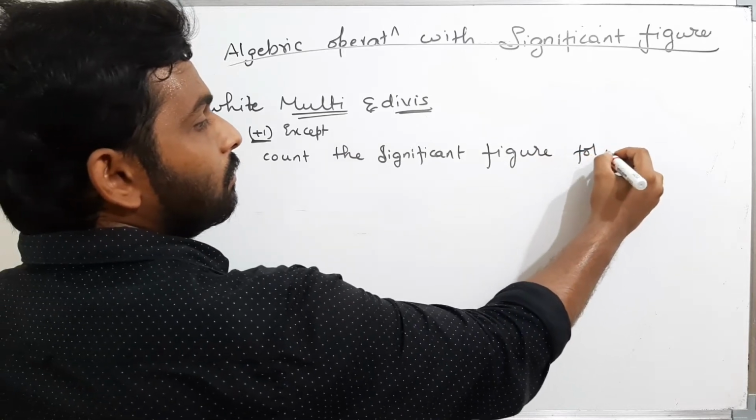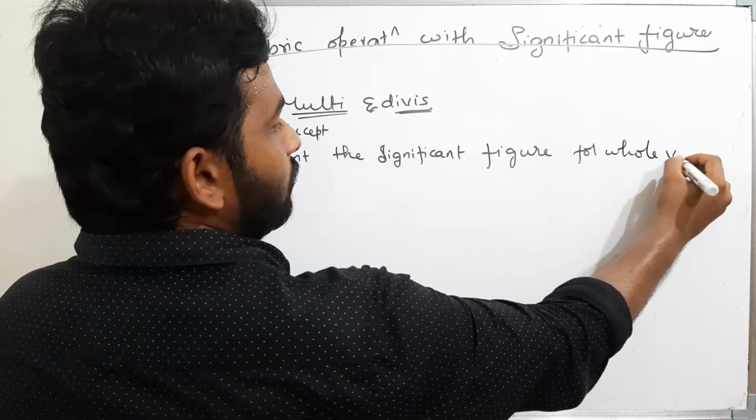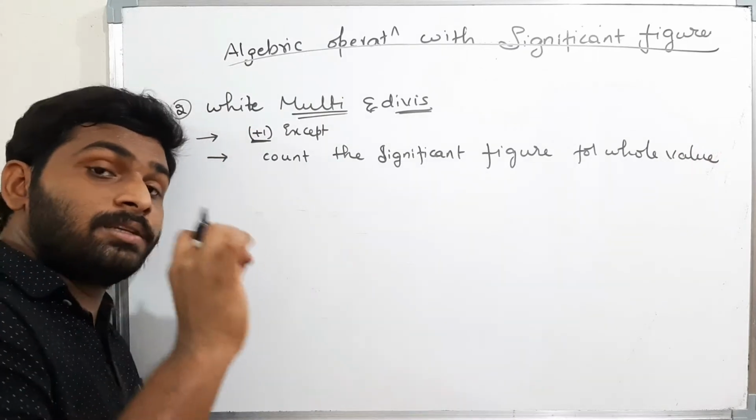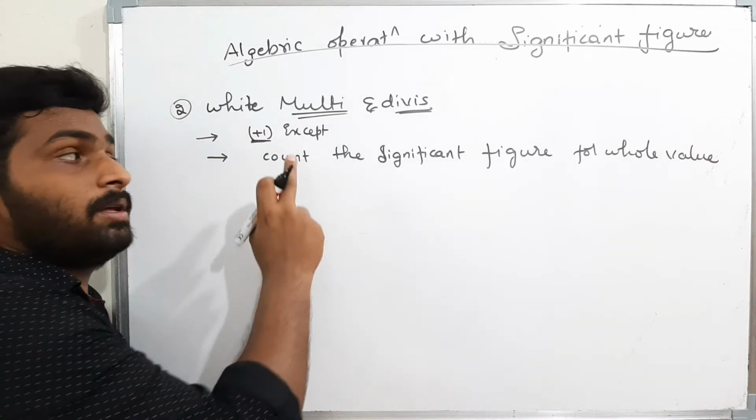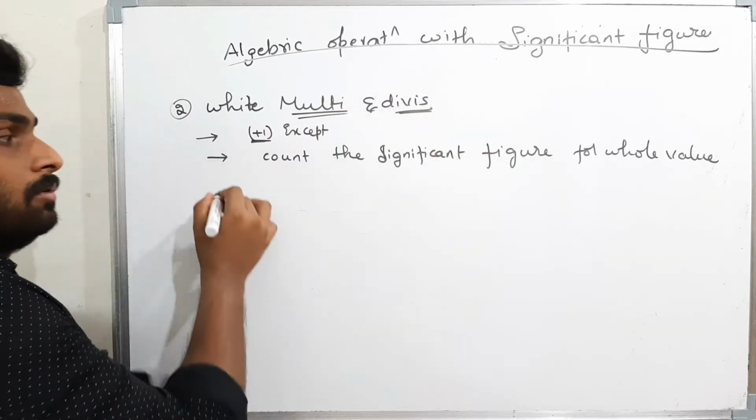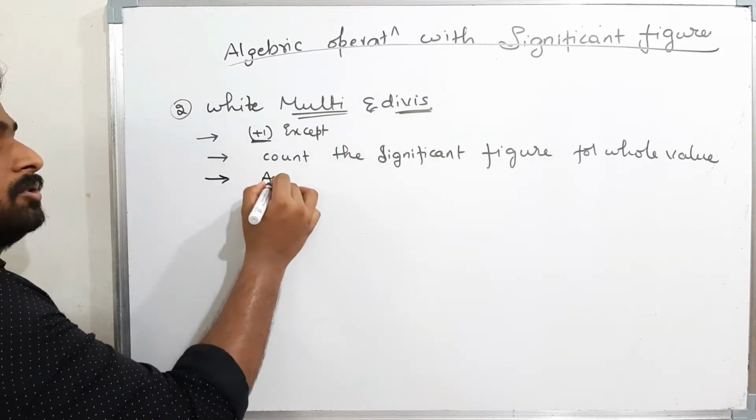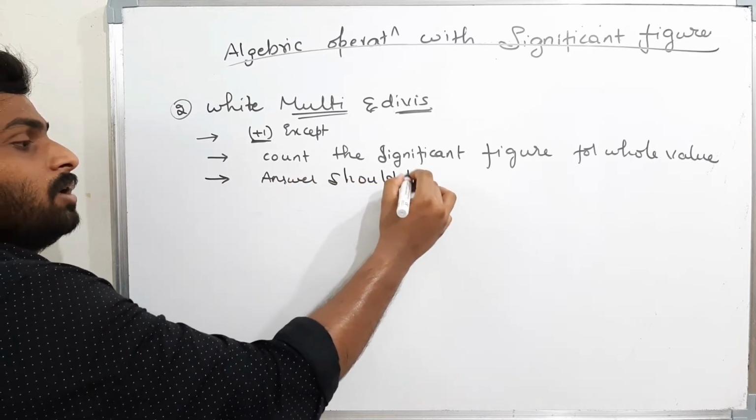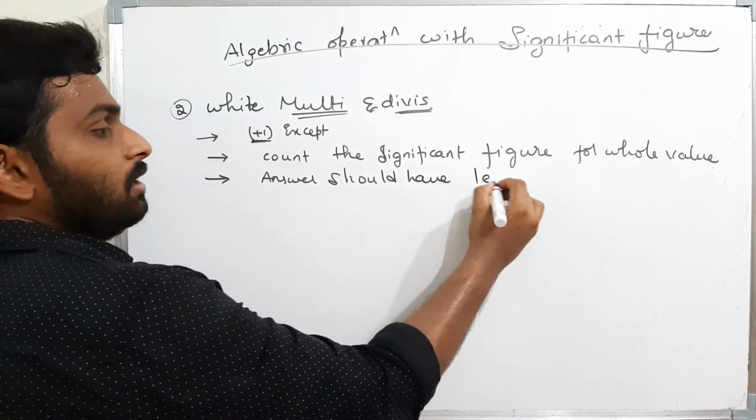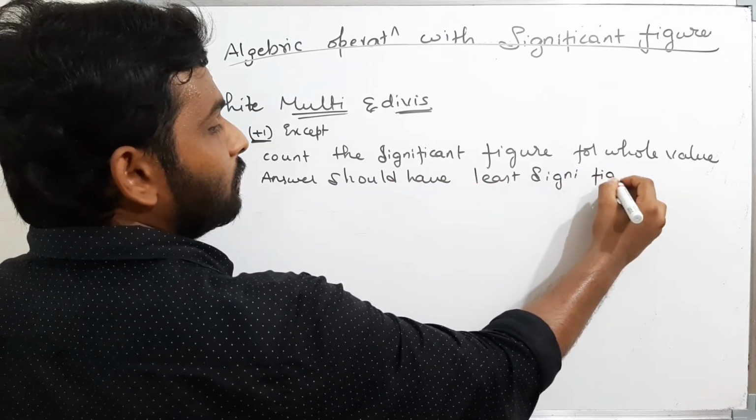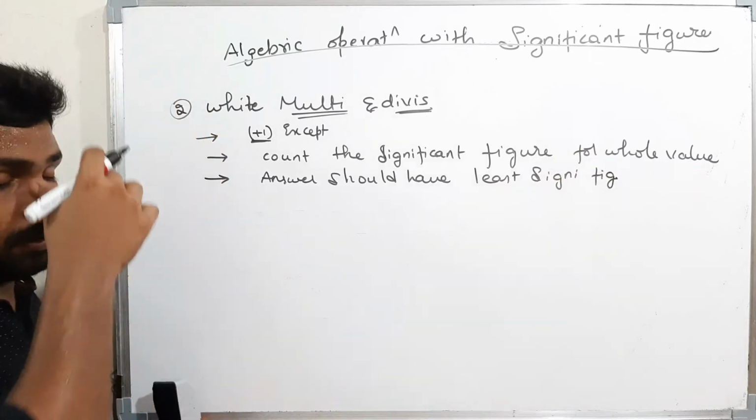for the whole value. There we saw only the digits after the decimal, but here I will count the significant figures for the whole value. Now the third step: the answer should have the least significant figures. Now observe carefully what I am doing.